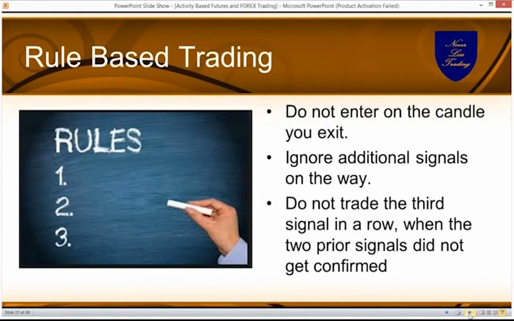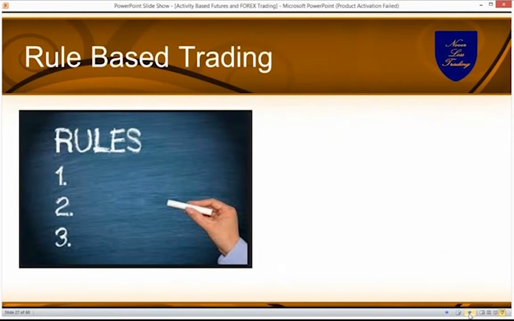We do not enter on the exit candle, because the price move mostly has exhausted itself, so we don't want to run after a trade. We ignore additional signals on the way, be they in the same direction or opposite, and we do not trade the third signal in a row when the two priors were not confirmed. So when is a signal confirmed? When the next candle ticks a tick higher. The next candle needs to take a tick higher out, and then we'll trade.